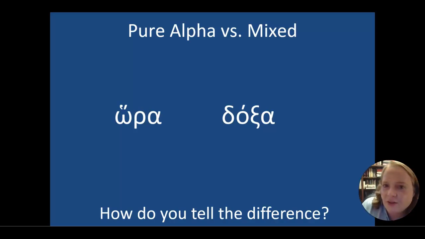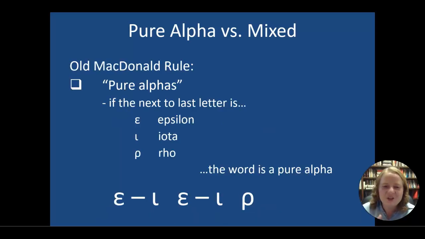When it comes to pure alphas and mixed, because they both start with a vocabulary word that you got with an alpha at the end, the question that I sometimes get asked is, how do you tell the difference? And I have to credit this to Ross Wagner, who's this great linguist and Greek teacher. And he uses what he calls the old McDonald rule to find pure alphas. Pure alphas means the next to last letter of the word is either an epsilon, an iota, or a rho. It has to be one of those 3 letters. And so he calls it the EI rho rule.